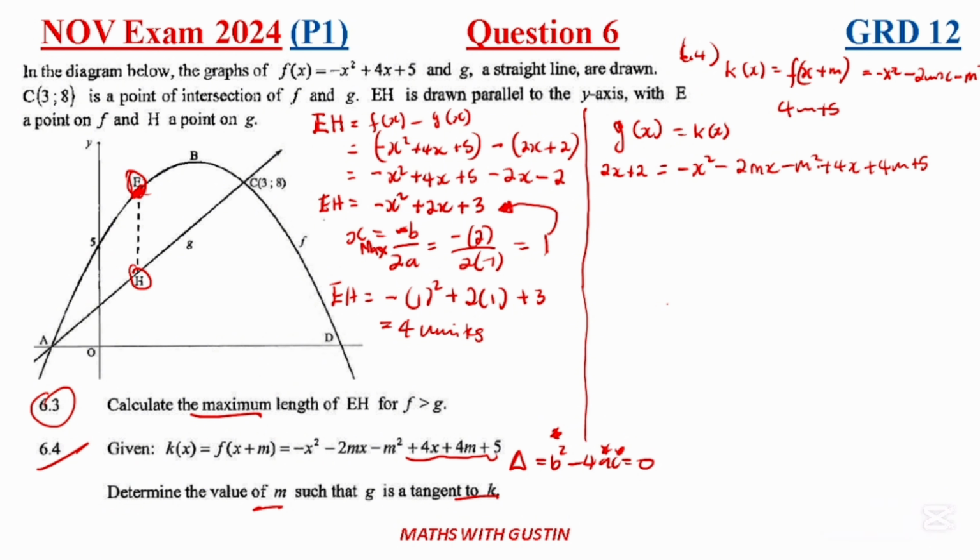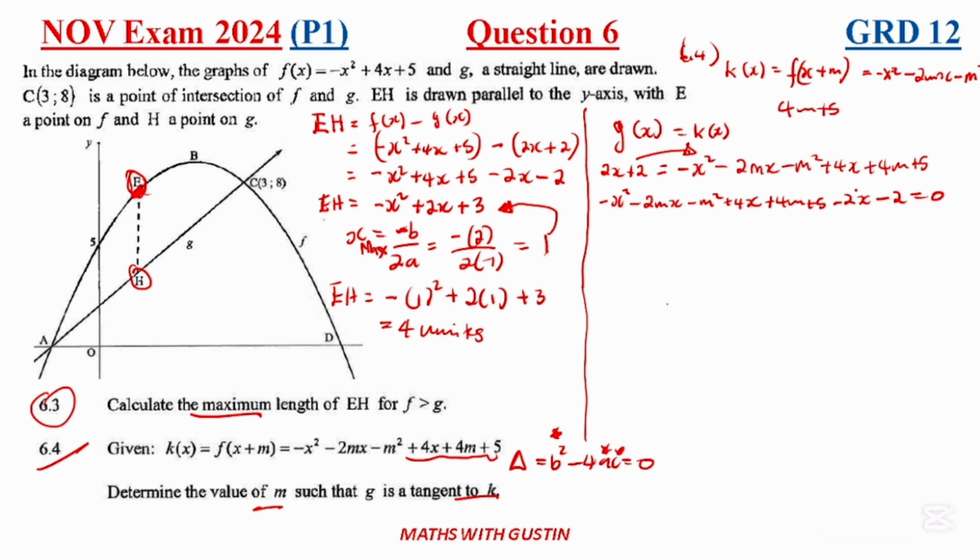Okay, a little bit low here, but it's fine. So what we can do now, we need to rearrange this whole thing. Take this g of x to the other side, then we can rearrange the whole equation. So what I'm going to have is minus x squared minus 2mx minus m squared plus 4x plus 4m plus 5 minus 2x. This is g of x coming to the other side, equal to 0.